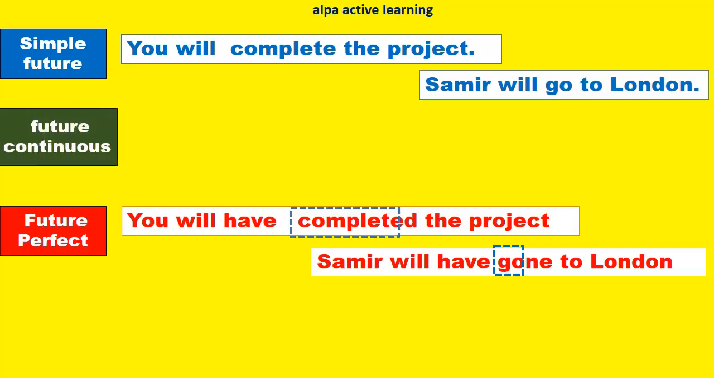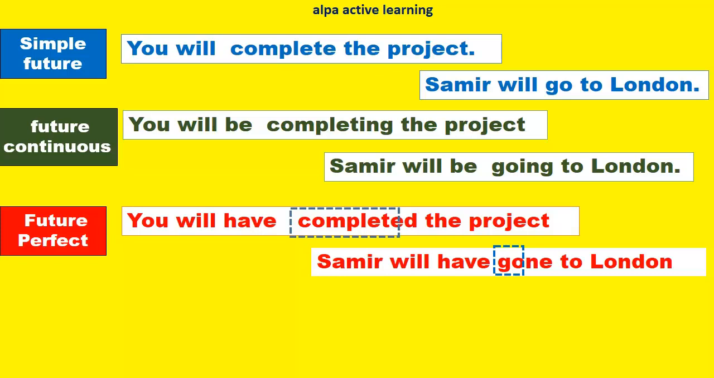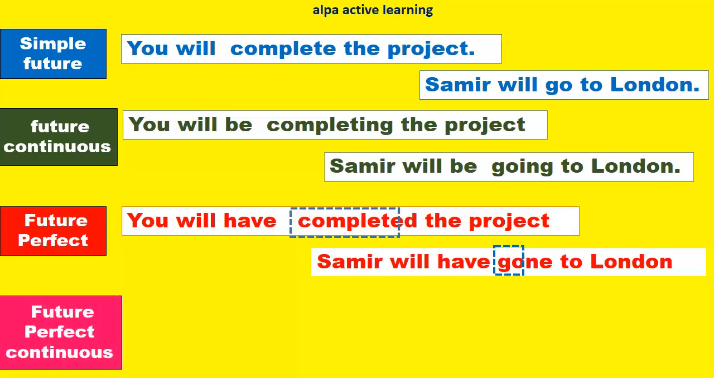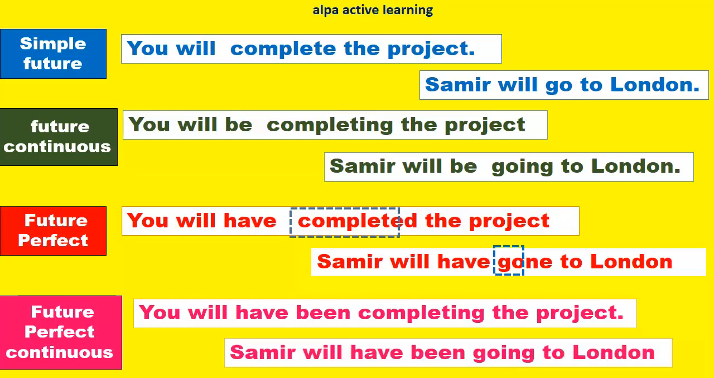Okay. Coming to future continuous. So what are the keys for this? Will, be and ing to the verb. So you will be completing the project and Samir will be going to London. Okay, now coming to the fourth form, that is future perfect continuous. So we know we put will, have, been and ing to the base form. So you will have been completing the project. Samir will have been going to London. So it is easy, children.